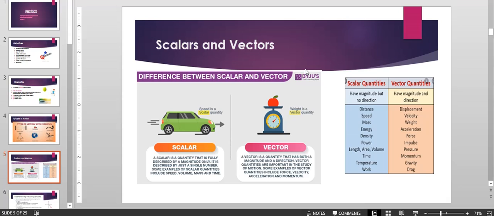So now, what are scalars and vectors? Or the difference between scalars and vectors? So, a scalar is a quantity that is fully described by a magnitude only. It is described by just a single number. Some examples of scalar quantities include speed, volume, mass, and time. For example, the speed of a car is a scalar quantity, for example, 10 meters per second.